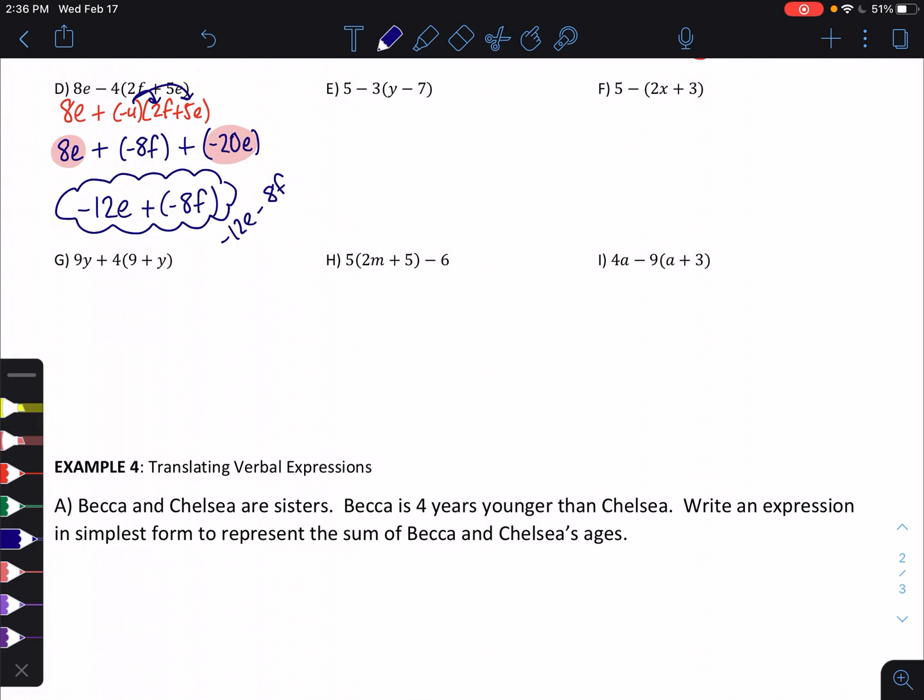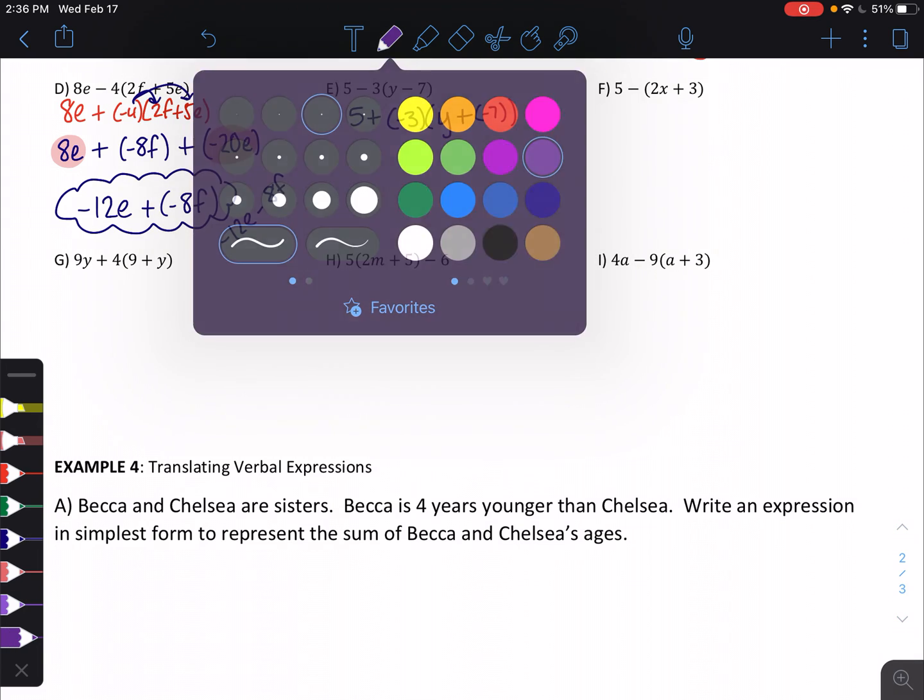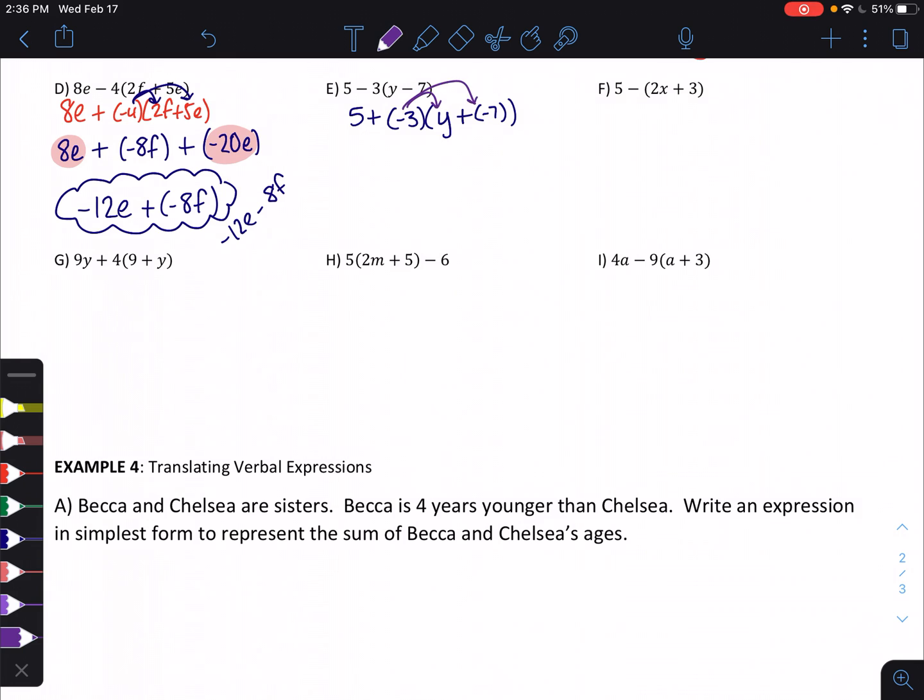E also has another negative in it, so we've got 5 plus negative 3. And then I'm going to do y plus negative 7, okay, to change my subtraction into addition. So now when I distribute, I'm going to have 5. Negative 3 times y is going to be negative 3y. And negative 3 times negative 7 is going to be positive 21. Negative 3y doesn't have anything in common with it, but variables come first. And then I've got 5 plus 21 is 26.